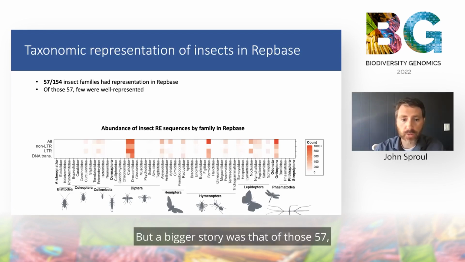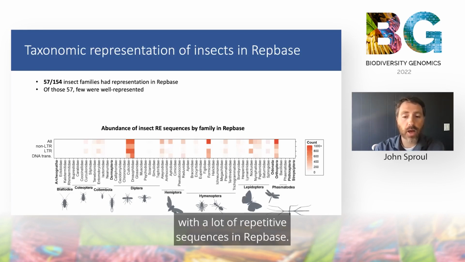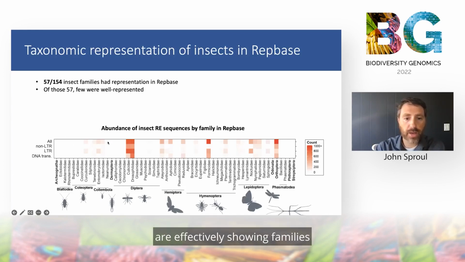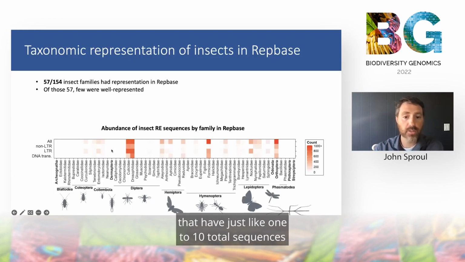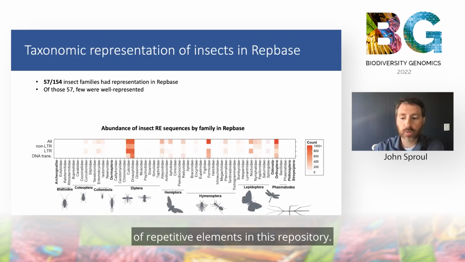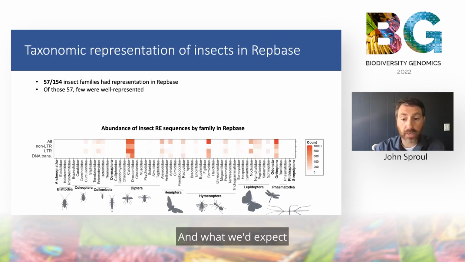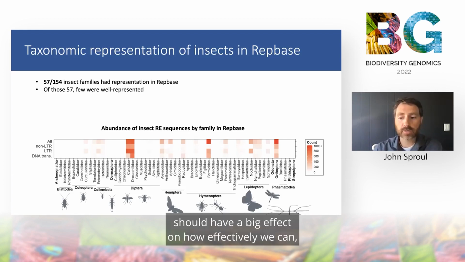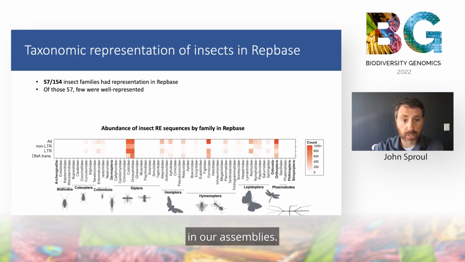But a bigger story was that of those 57, very few are well represented with a lot of repetitive sequences in Repbase. And so all of these more or less white columns are effectively showing families that have just 1 to 10 total sequences of repetitive elements in this repository. And what we'd expect is that this poor taxonomic representation of insects should have a big effect on how well we can annotate repetitive elements in our assemblies.